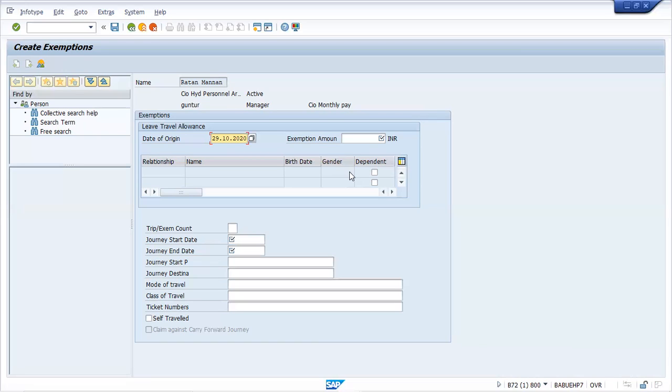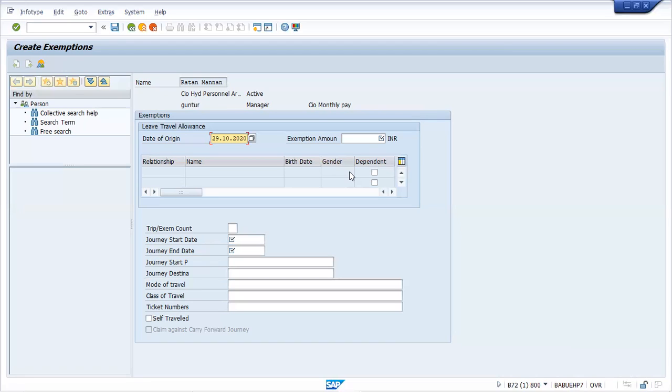First class AC, and you can also mention the ticket number. Local travel is not required, only the major one. Then self travel: you have to tick that you yourself traveled. It is not that your family traveled and you didn't. You must travel because you are going to claim those exemptions. That you can maintain here.